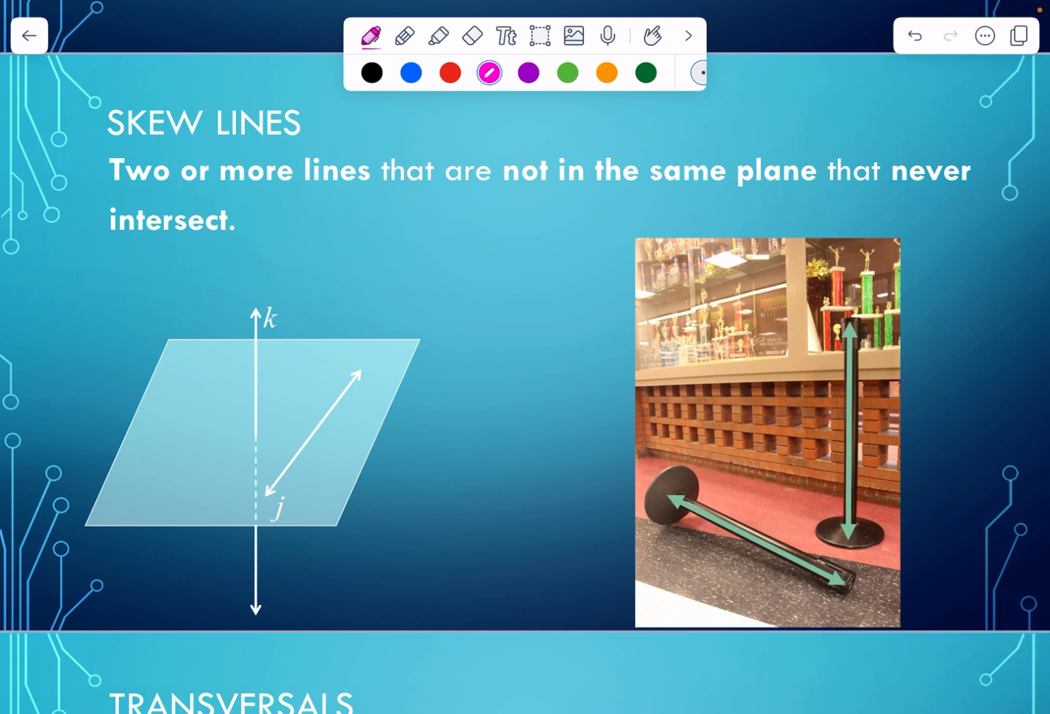Skew lines, two or more lines that are not in the same plane that never intersect. An easy way to think of this is if you think of a box. And we think of a plane like, let's say, the front here. So when you look at the front, if I wanted to focus in on this top, and I said to you, what is a line that is skew to that? It would be this side or this back side because they're not in the same plane, but they're still never going to intersect. Here in this picture, line J and line K. Line K is going through the plane, line J is flat on that plane. They're not in the same plane and they're never going to touch.